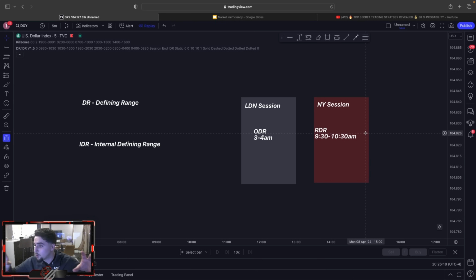Once those ranges are formed, you wait for price to break bullish or bearish outside of the range, and that will give you your bias for that session.